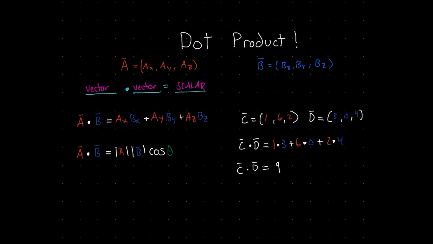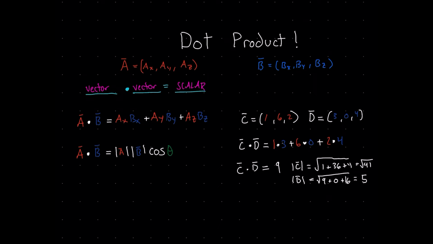So let's say now we want to find the angle between C and D. How would we go about doing that? First, now that we know the dot product, we need to find the magnitude of C, which in this case is going to be 1 squared, which is 1, plus 6 squared, which is 36, plus 2 squared, which is 4. So it's going to be the square root of 41. And let's find the magnitude of D. That's going to be 3 squared, which is 9, plus 0 squared, which is 0, plus 4 squared, which is 16, and that's going to give us the square root of 25, which we can just rewrite as 5.